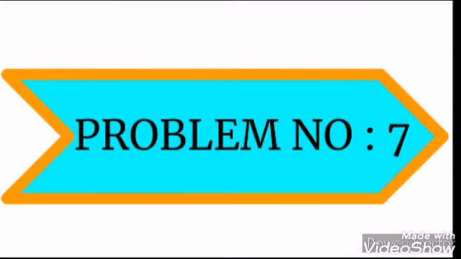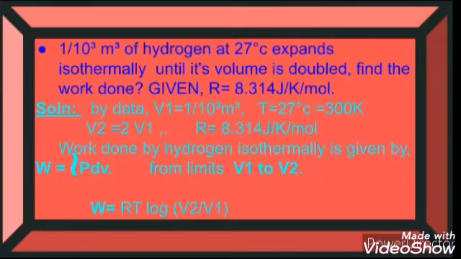Let's go to problem number 7. 1 by 10 meter cube of hydrogen at 27 degrees Celsius expands isothermally until its volume is doubled. Find the work done. Given R is equal to 8.314 joule per Kelvin per mole. Here, hydrogen gas is to expand isothermally at 27 degrees Celsius, where the gas volume is 1 by 10 meter cube. They want to expand it until the volume becomes double. Hence, we have to find the work done by the gas. Given gas constant R is equal to 8.314 joules per Kelvin per mole.